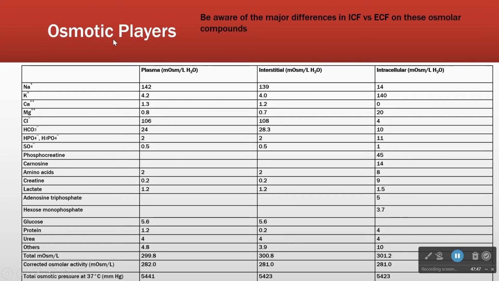In terms of osmotic pressure, remember, osmosis doesn't care what the molecule is. It only cares about what the concentration of it is, right? How many units there are. So when we compare plasma, interstitial fluid, and intracellular fluid, the total osmotic pressure, if you look all the way down at the bottom, is almost the same across the board. The plasma has a little higher. That's our plasma oncotic pressure. It helps to keep fluid in the vessels where it belongs. But what makes up that osmolarity varies from interstitial to intracellular to plasma.